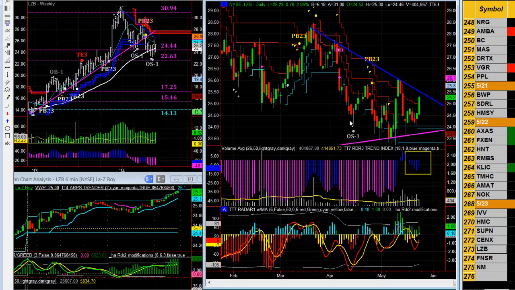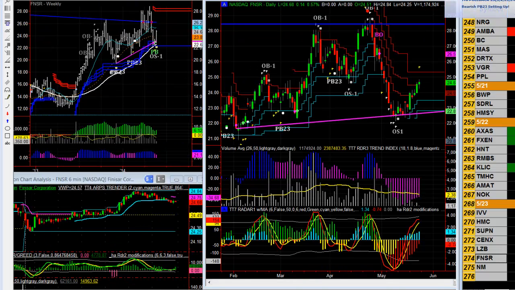I also like the fact that as the price was making lower lows here, my fear greed indicator has been making higher and higher lows pretty much the whole time. So these are nice divergences in the fear greed, and so that combined with the radar 3 false gives me a sense that this might be a good bullish trading opportunity.